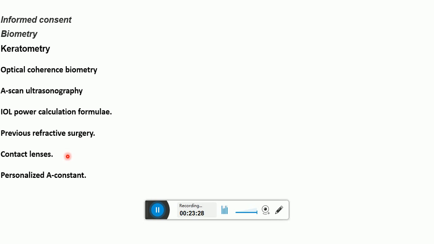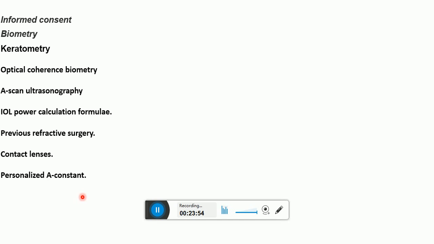Another point is personalized A constant. Consistent postoperative refractive deviation is found in most of an individual surgeon's cases. It is assumed that some aspect of personal surgical or possibly biometric technique consistently and similarly influences outcome. A personalized A constant can be programmed into the biometry apparatus to take this into account.